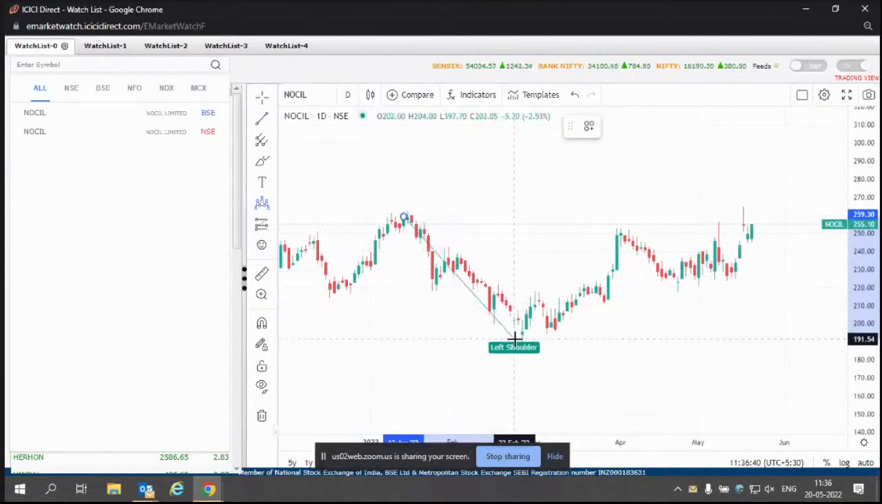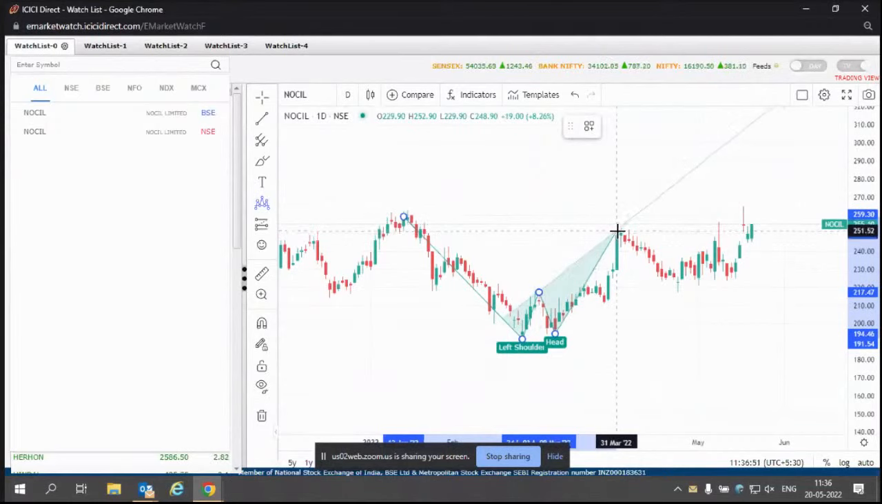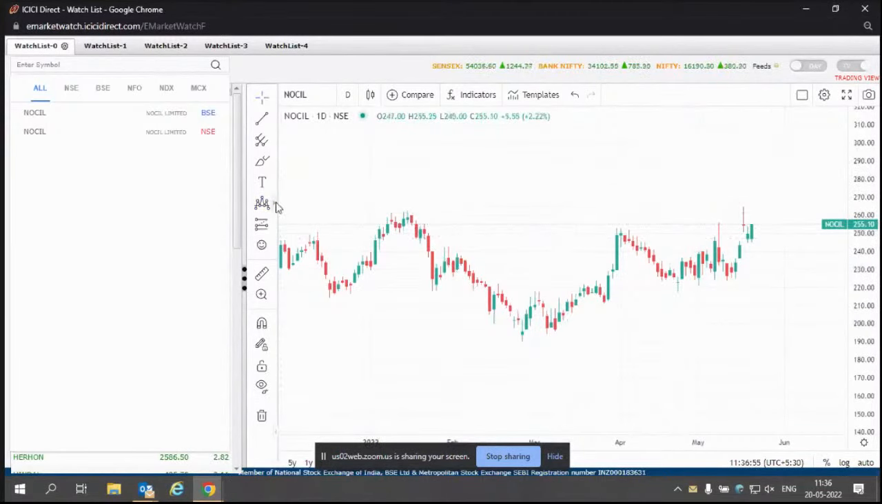Head and shoulder has a much bigger target to talk about. It takes time for the pattern to form. It is not a pattern which forms in one or two days, but it takes a medium term of 3 to 6 months to form. So head and shoulder is one pattern one can look out for.